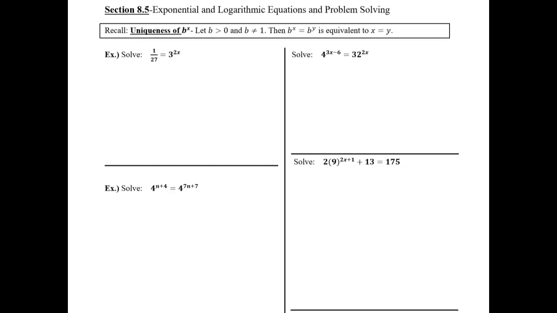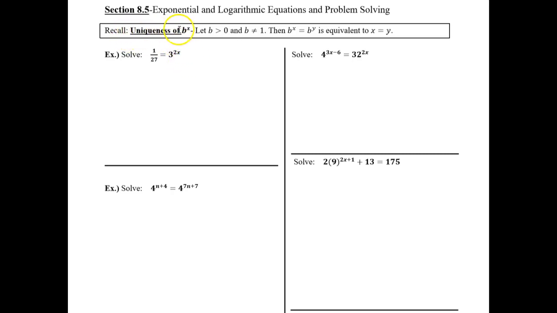In this video, we are going to solve exponential equations that can be reduced to the same base, or they already have the same base. We have done this previously, but the ones in this video are a little bit more complex. So, first example here on the left has 1 over 27 equal to 3 to the 2x power, and we're asked to solve it. So we want to find x.